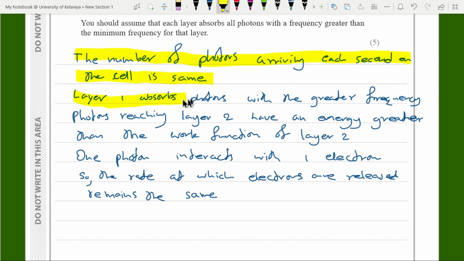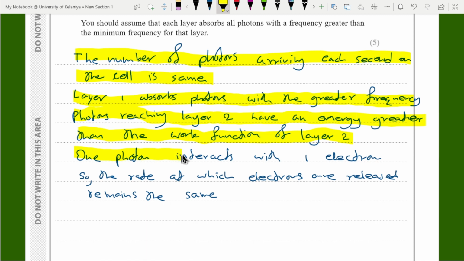And layer 1 absorbs photons with a greater frequency, right? Then photons reaching layer 2 have an energy greater than the work function of layer 2, right? One photon interacts with one electron. So the rate at which electrons are released remains the same.